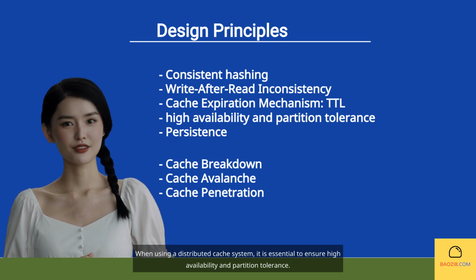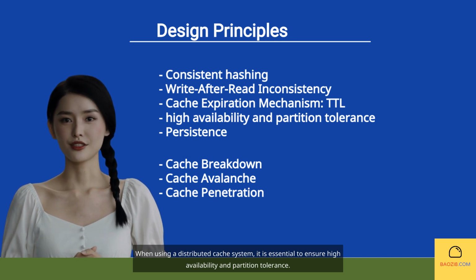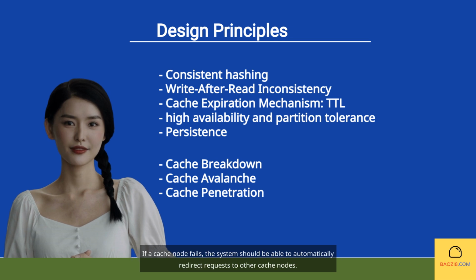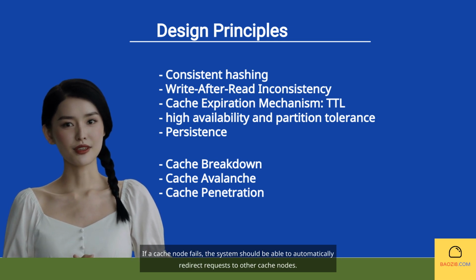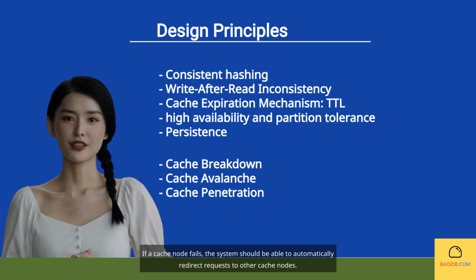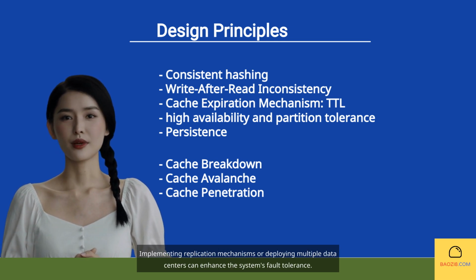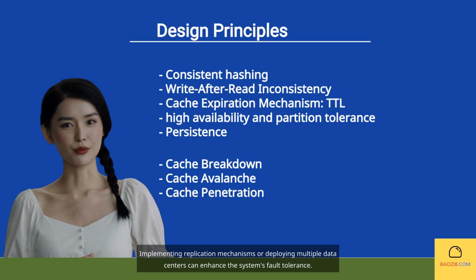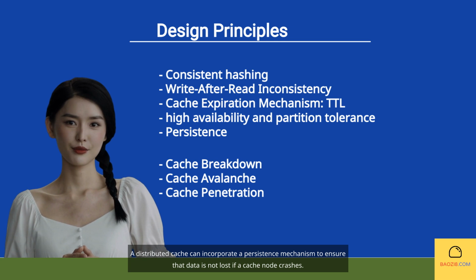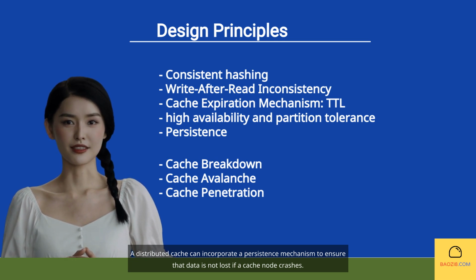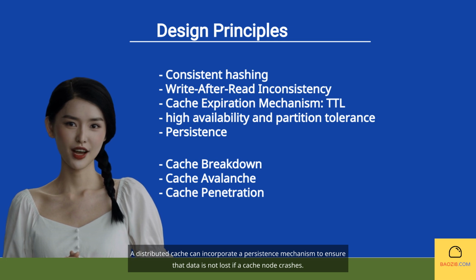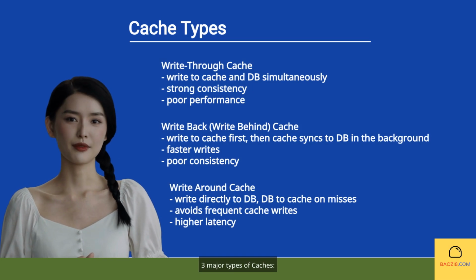When using a distributed cache system, it is essential to ensure high availability and partition tolerance. If a cache node fails, the system should be able to automatically redirect requests to other cache nodes. Implementing replication mechanisms or deploying multiple data centers can enhance the system's fault tolerance. A distributed cache can incorporate a persistence mechanism to ensure that data is not lost if a cache node crashes. Three major types of caches.